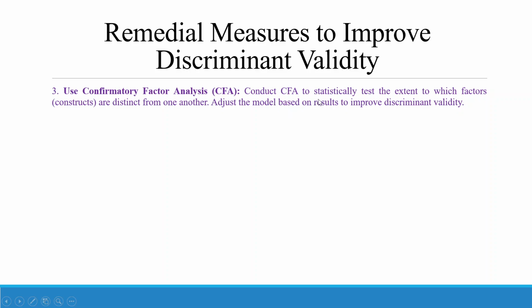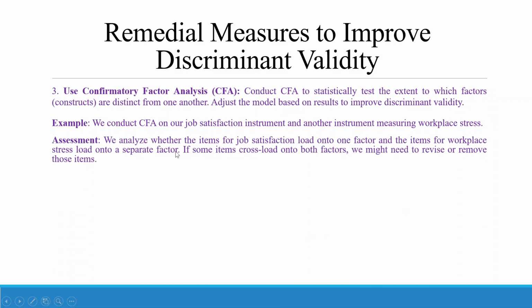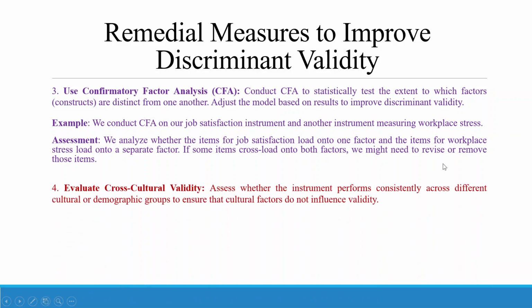Conduct confirmatory factor analysis to statistically test the extent to which factors are distinct from one another. Adjust the models based on results to improve discriminant validity. We conduct CFA on our job satisfaction instrument and another instrument measuring workplace stress. We analyze whether the items for job satisfaction load onto one factor and the items for workplace stress load onto a separate factor. If some items are cross-loaded on both the factors, we might need to revise or remove those items.